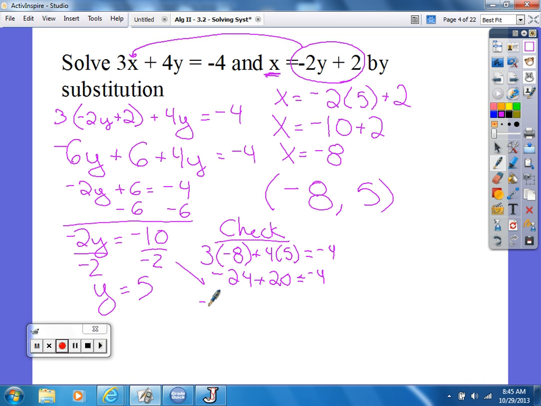X is negative 8 equals negative 2 times 5 plus 2. Negative 2 times 5 is? Plus 2 is? Okay. I'm done and I'm checked. I'm not asking for a long, extensive check. 4 lines probably would be the maximum. I did 2 lines here because it made it a little easier to add together.